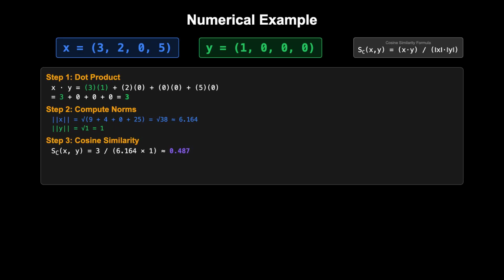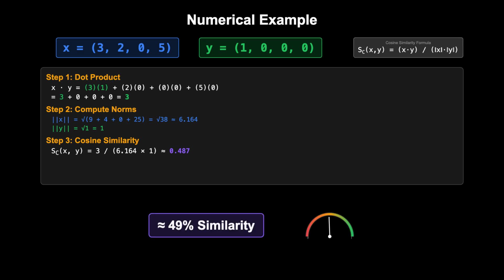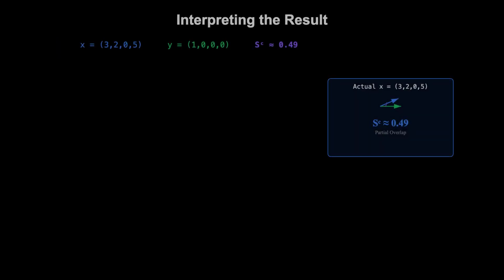The third step is to compute the cosine similarity. We take the dot product of x and y and divide it by the product of their magnitudes. This gives a value of around 0.49, meaning the two vectors are roughly 49% similar in direction. This 49% similarity is moderate. Because y has a non-zero value only in the first dimension, the result reflects that x also points partly in that same direction, but not entirely. Some of x aligns with y, while the rest lies in other dimensions that y does not share.